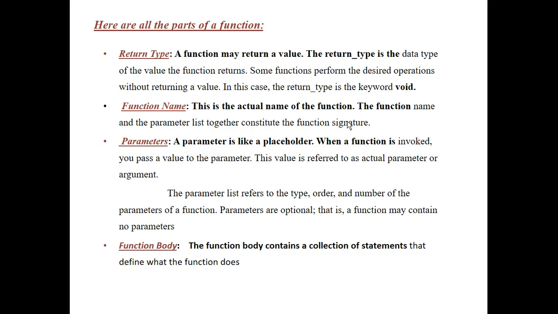Based on those parameters, the return type, and the function name, these three combinations form the function signature. Based on that function signature, the function performs a specific task. This is about the different parts of a function, and the last one is the function body. Here we write the collection of statements which perform a specific task for us. As soon as we declare a function, all these come with it. I am explaining all these in detail.